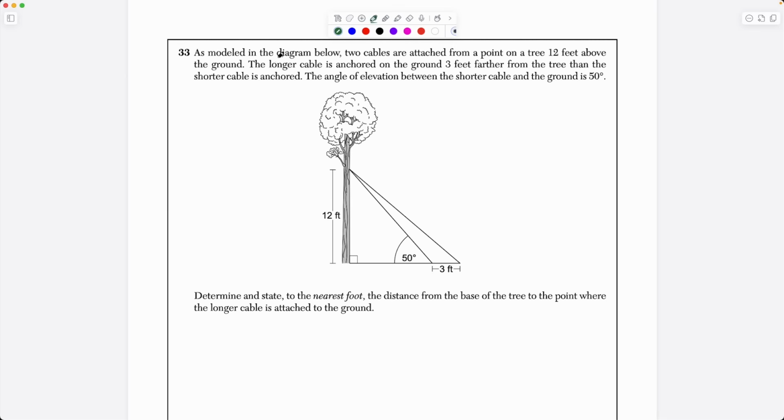Question 33, as modeled in the diagram below, 2 cables are attached from a point on a tree 12 feet above the ground. The longer cable is anchored on the ground 3 feet farther from the tree than the shorter cable is anchored. And then we have the angle of elevation between the shorter cable and the ground is 50 degrees. And first we have to determine and state to the nearest foot the distance from the base of the tree to the point where the longer cable is attached.